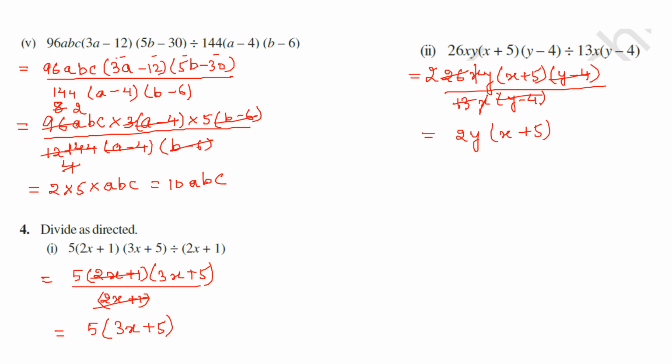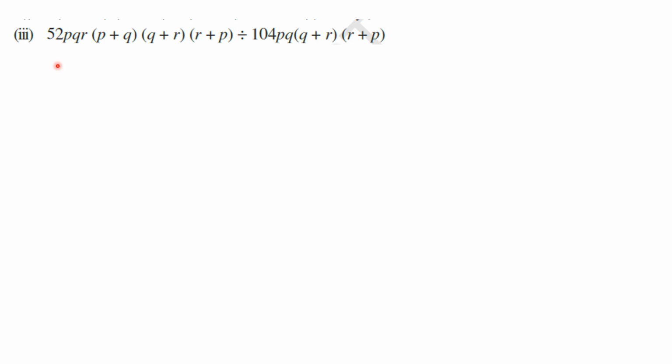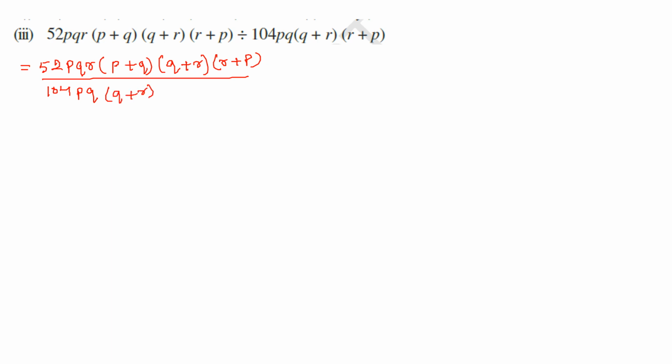Now moving to the next question. The third question: 52 times PQR multiplied by P plus Q multiplied by Q plus R multiplied by R plus P, and it is divided by 104 PQ multiplied with Q plus R multiplied by R plus P. So let's first write this in the form of numerator and denominator. 52 PQR times P plus Q into Q plus R into R plus P, divided by 104 PQ multiplied by Q plus R and R plus P.